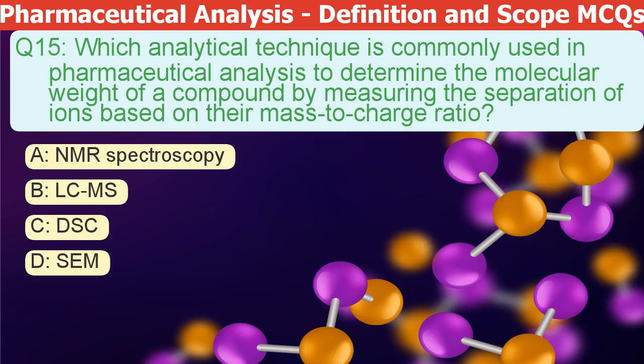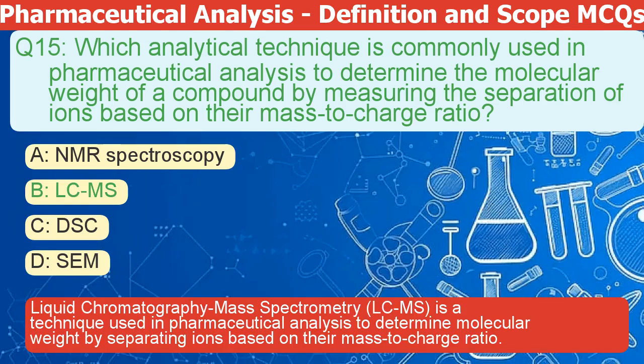Which analytical technique is commonly used in pharmaceutical analysis to determine the molecular weight of a compound by measuring the separation of ions based on their mass-to-charge ratio? A. NMR spectroscopy. B. LC-MS. C. DSC. D. Same. The correct answer is B. Liquid chromatography mass spectrometry, LC-MS, is a technique used in pharmaceutical analysis to determine molecular weight by separating ions based on their mass-to-charge ratio.